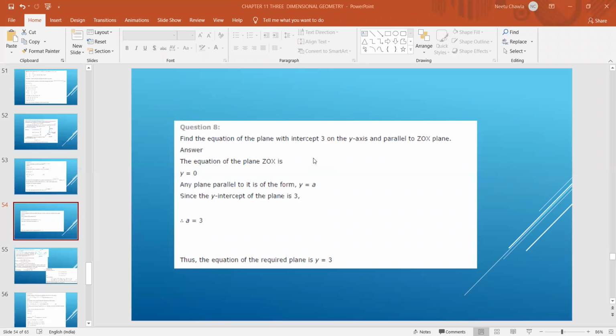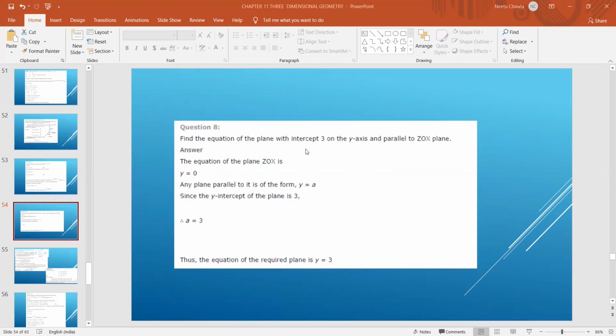In 11th class also we were supposed to tell about whichever plane is parallel. So the third term is 0. If it was the xy plane, then z is equal to 0. If it was the yz plane, then x is equal to 0. So here the equation of the plane ZOX will be y is equal to 0. And we are given the intercept of y is 3. So the equation of the plane becomes y is equal to 3.